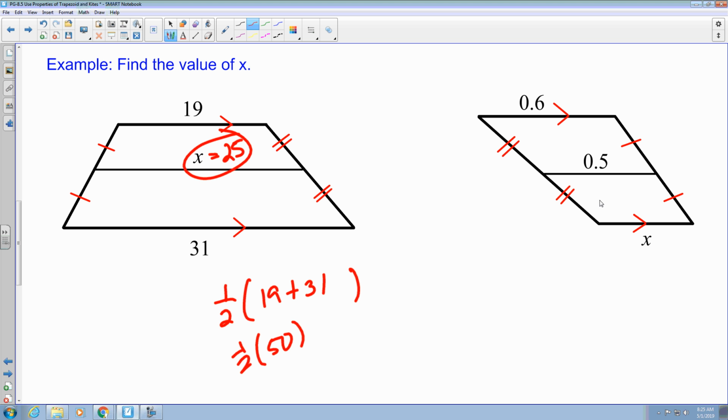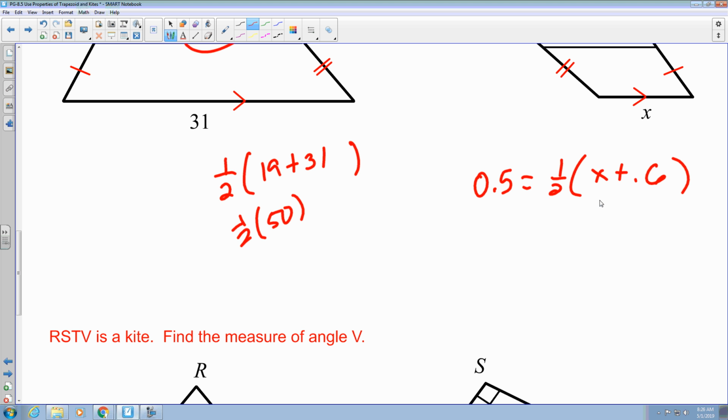In this shape, we're given one base value, one mid-segment, and a value for x. So we're going to use the mid-segment theorem, but we have the mid-segment, which is 0.5. We set that equal to the formula, which is 1/2 times the sum of the two bases, x plus 0.6. In this situation, we're going to have to distribute. So 0.5 is going to equal, and I'm going to make the 1/2 into a 0.5 as well, just to keep everything consistent, all decimals.